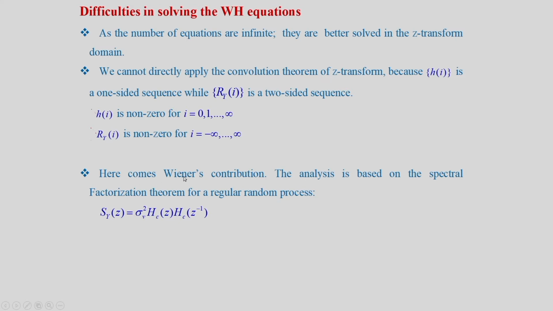Here comes Wiener's contribution. The analysis is based on the spectral factorization theorem for a regular random process, that is S_y(z) is product of 3 factors: sigma_v square into H_c(z) into H_c(z inverse), and H_c(z) is a causal minimum phase transfer function, and sigma_v square is the variance of the innovation process.